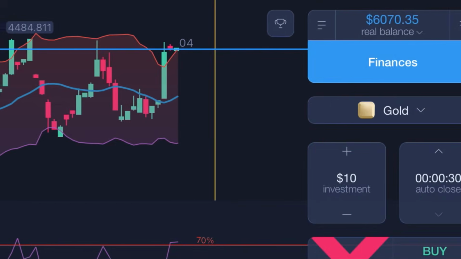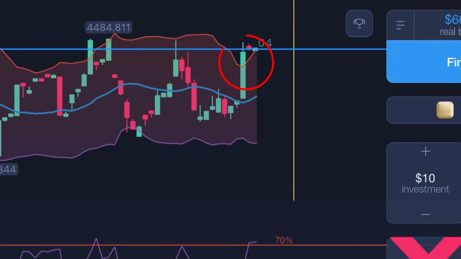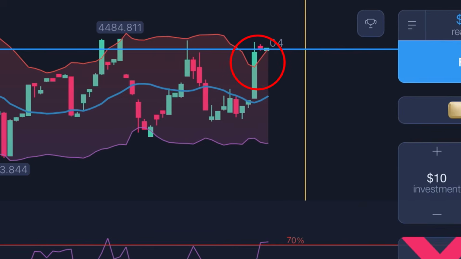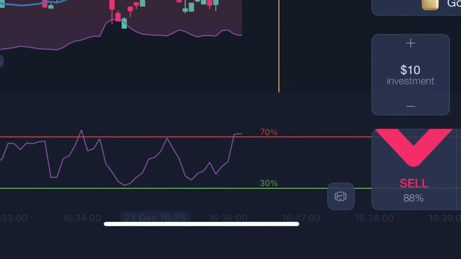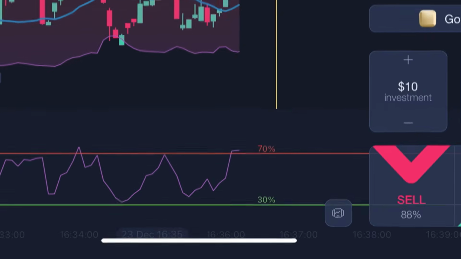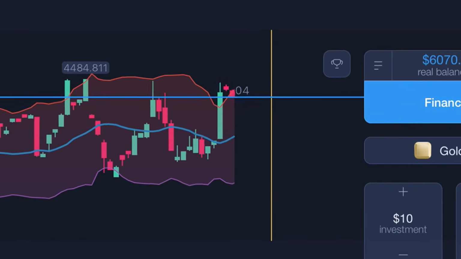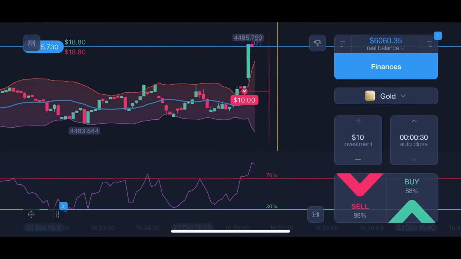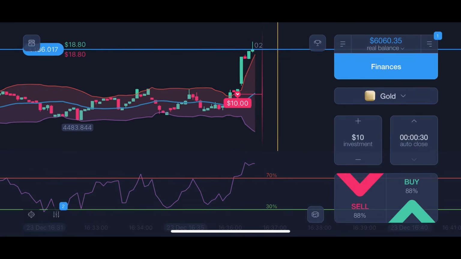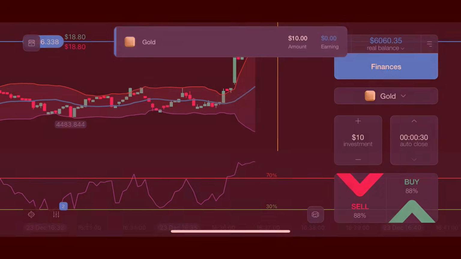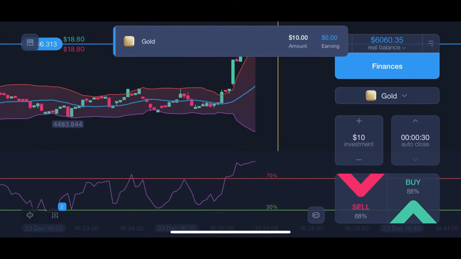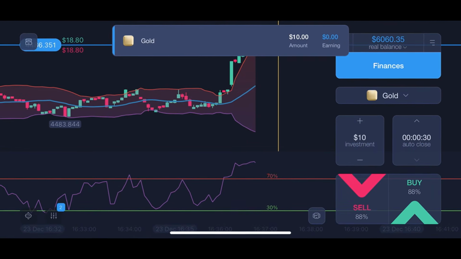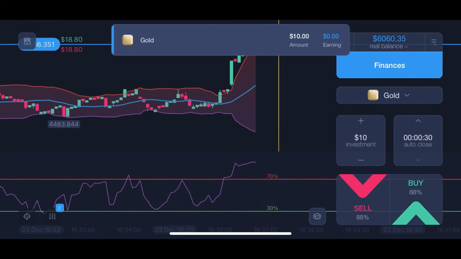After some time, the price again crossed the upper band with a large green candle. The RSI indicator also shows a market reversal. So, I'll place another $10 sell trade. Unfortunately, the market continued in a strong upward trend, and I lost that trade.